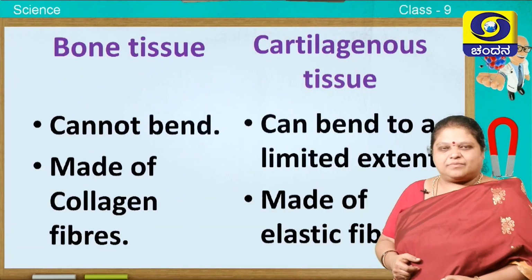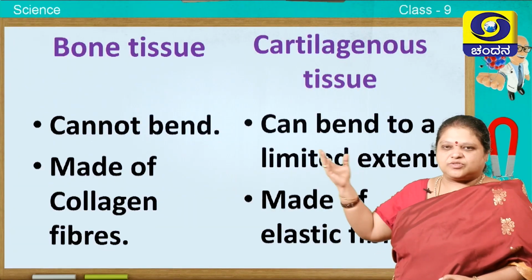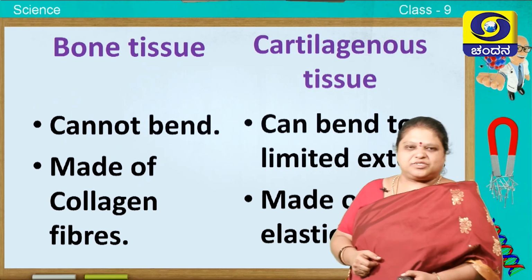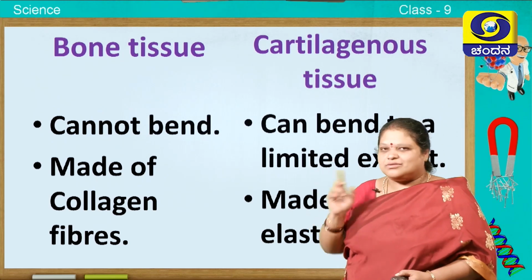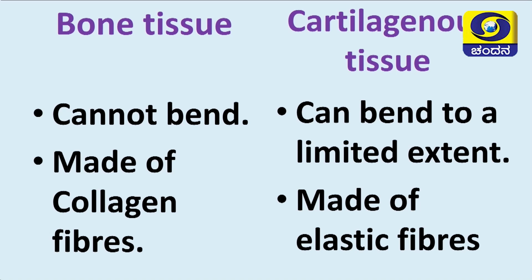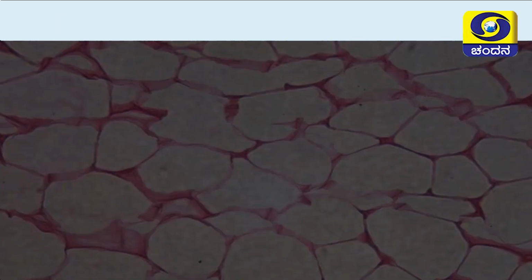Now let us see the basic difference between bone tissue and cartilaginous tissue. The bone tissue you cannot bend. Can you bend your bone here? No. Whereas you can bend the cartilaginous tissue to some extent. Then the bone tissue is made up of collagen fibers, whereas cartilaginous tissue is made up of elastic fibers.